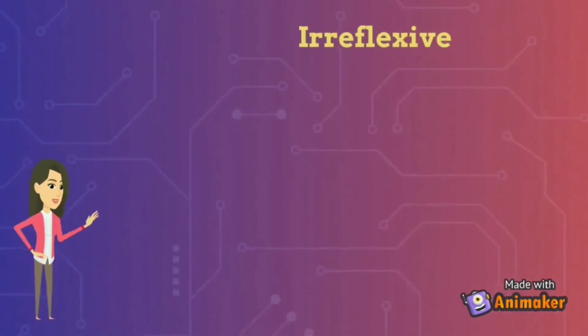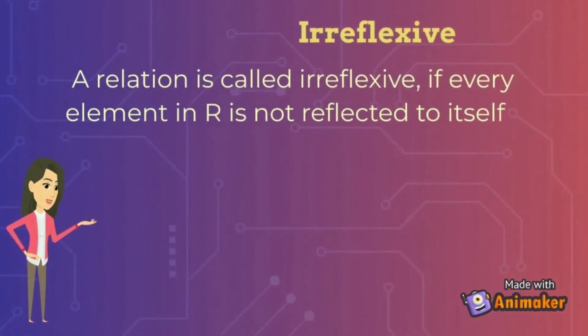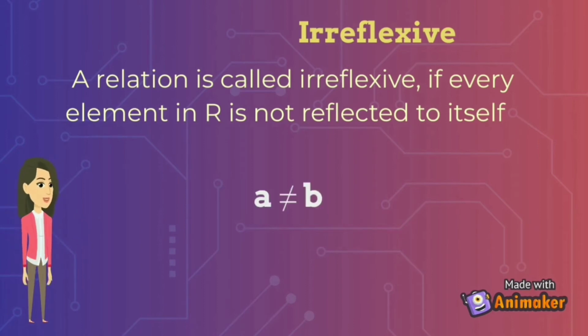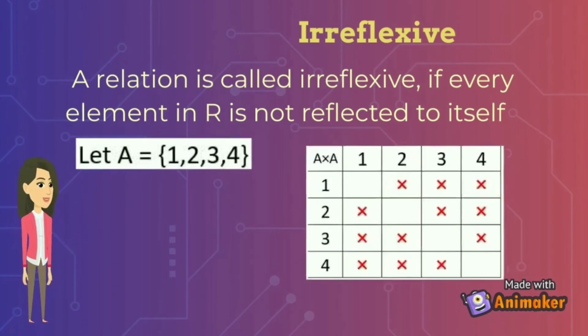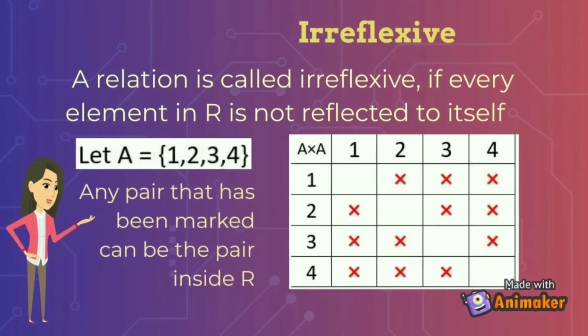What is irreflexive? A relation is irreflexive if every element in R is not related to itself, meaning that the first element of your pair cannot be equal to the second element of the pair. Let's say that we have set A, which is {1, 2, 3, 4}. We cannot have inside of our R (1,1), (2,2), (3,3), or (4,4). Even one of them cannot be inside of this.